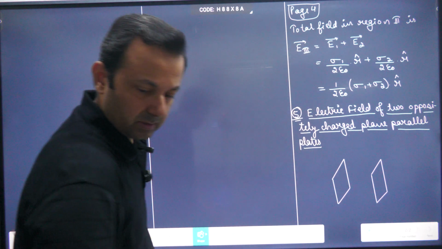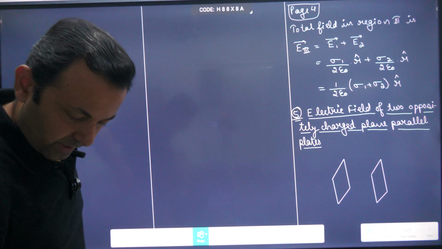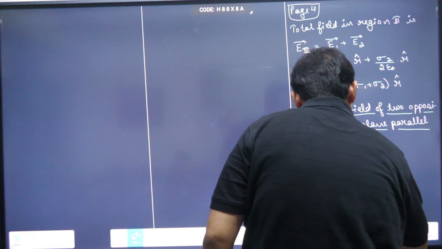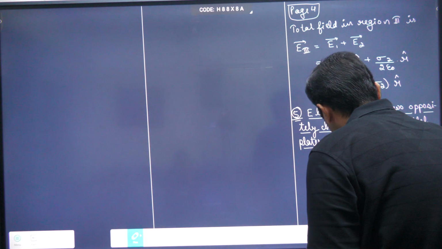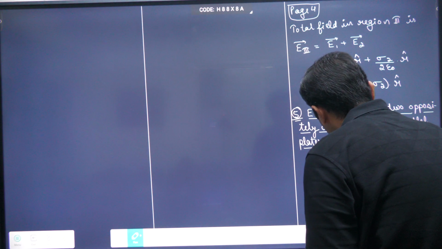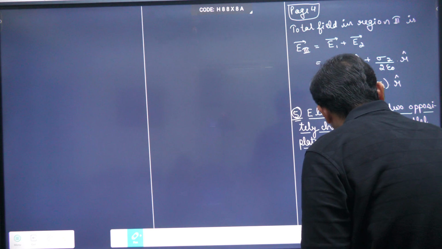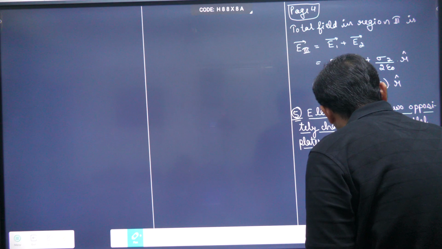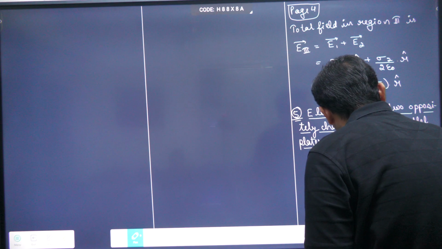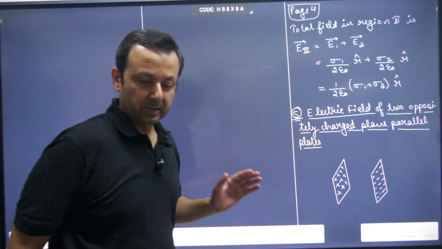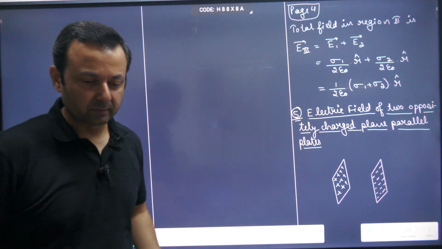Second plate will be like this. So they are two parallel plates. Consider that it is positively charged, plus, and this is negatively charged. So one plate is positively charged and another plate is negatively charged.